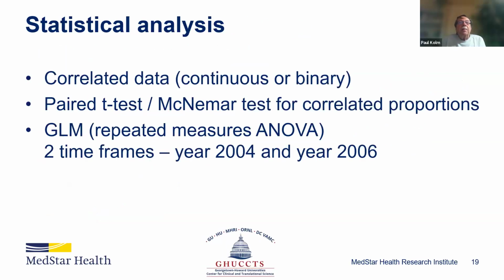As I mentioned, it's correlated data, and the outcome can be either continuous or binary. If it's continuous, we can just use a paired t-test. If it's a binary outcome, then we can use McNemar's test for correlated proportions. We can also use, if it's a continuous variable, the general linear model where we have repeated measures analysis of variance. We have the two time frames, the year 2004 and 2006.